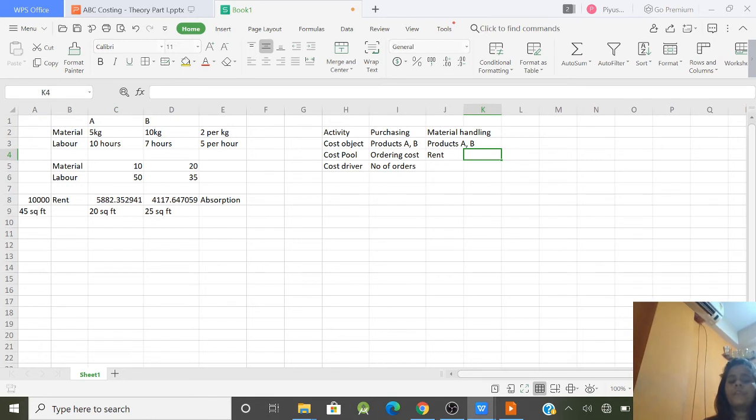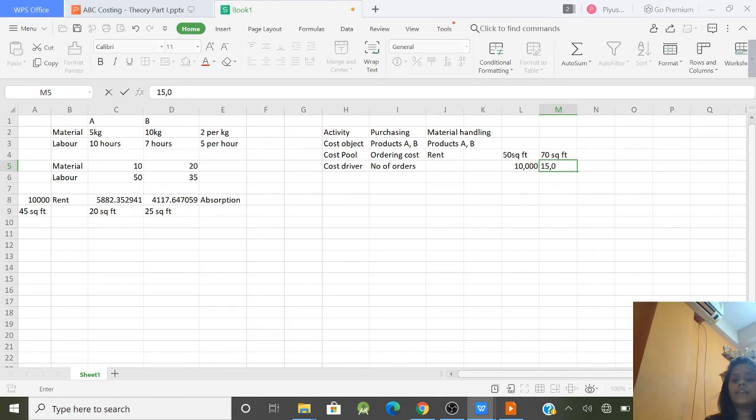Now, suppose these two products will require a space of only 50 square feet, and the rent charged for a 50 square feet warehouse is say 10,000 rupees. But now the production increases and these two products will require a much larger space. So say we hire on rent a warehouse of 70 square feet. Then obviously we'll have to pay a higher price for it. So suppose the price charged in that case is 15,000.